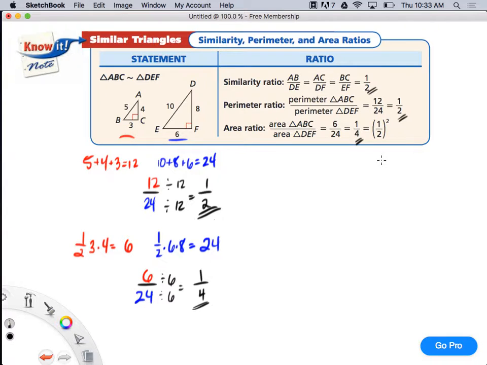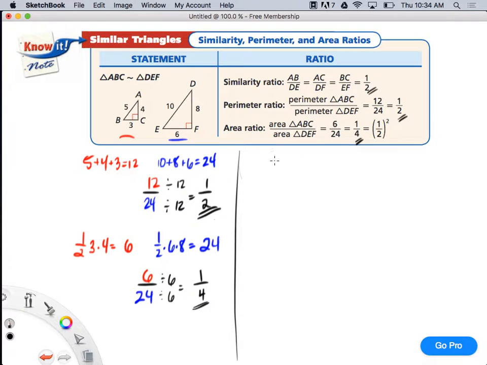Okay, so if I told you that the area of this one was 40, what would the area of this one be? 10. 10 squared? No, because the area ratio is 1/4, so it's 10. Does that make sense? So the area ratio is the square of the similarity ratio.